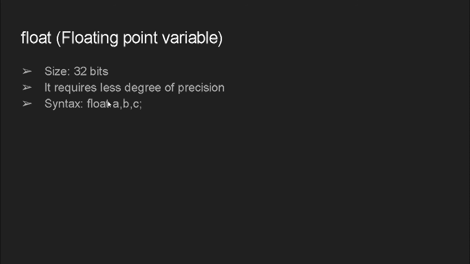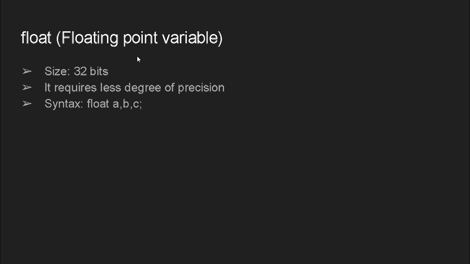The difference between float and double is that for float the width is 32 bits, but for double the size is 64 bits. Float requires a lesser degree of precision. That means if you don't want a lot of accuracy, you can use float because it saves space. It requires just 32 bits. So if you need less precision, we use float, and the syntax remains like this: float ABC. Again it's the same thing, data type followed by the variable name.